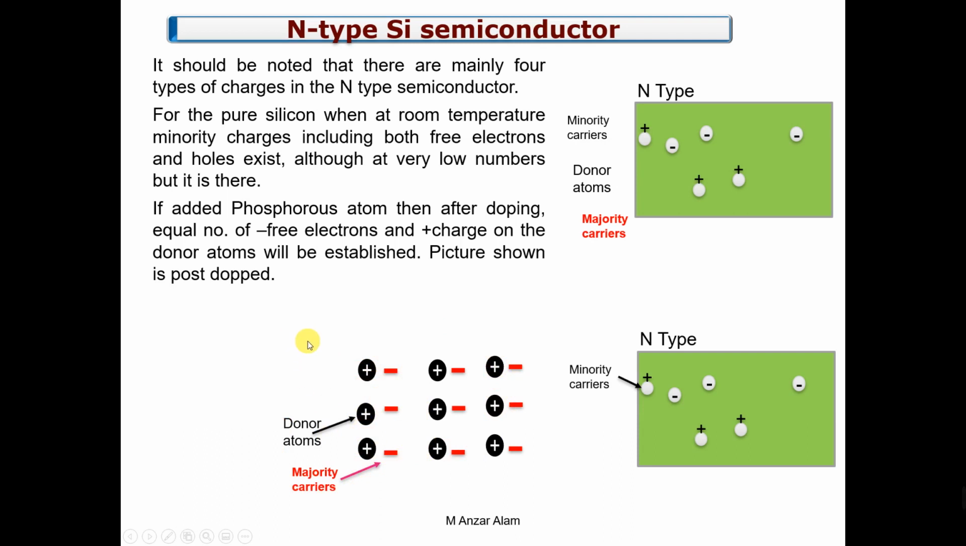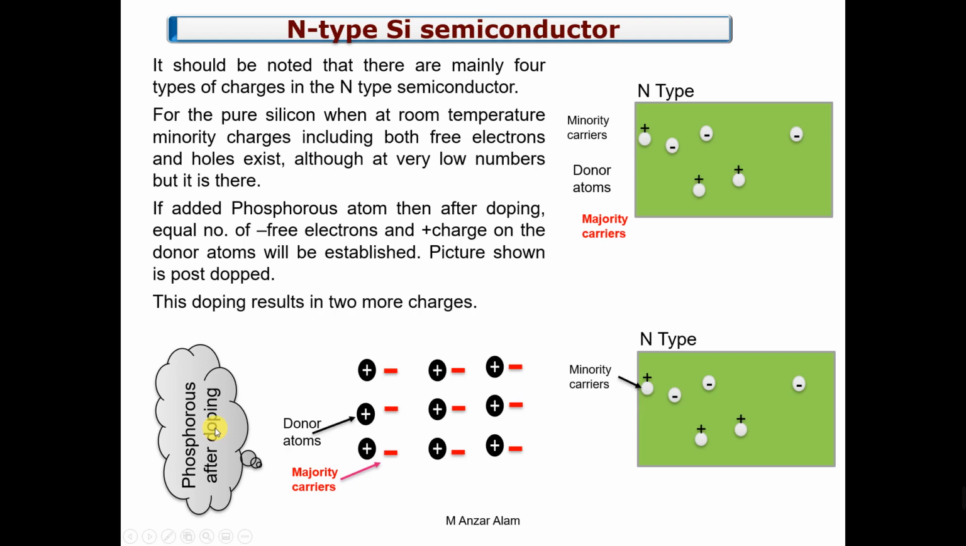So, phosphorus after doping. This is the donor atom, and these are the majority electrons. If we dope this material with the phosphorus atom, the resultant charges will be this charge plus these charges, so there will be four charges. That's why I wrote here: it should be noted that there are mainly four types of charges in the n-type semiconductor.